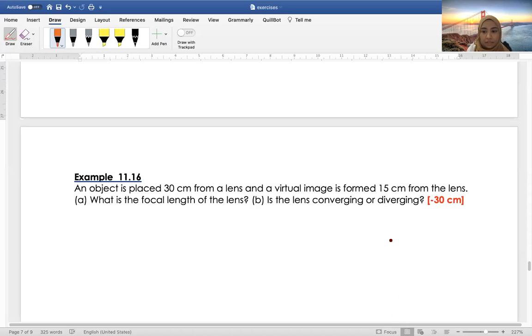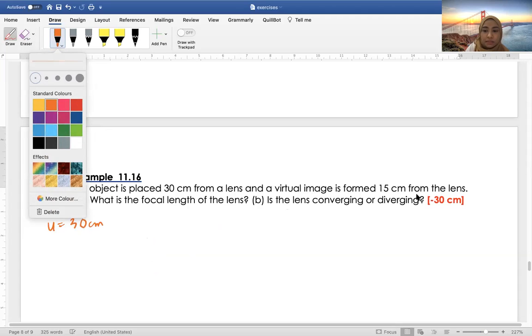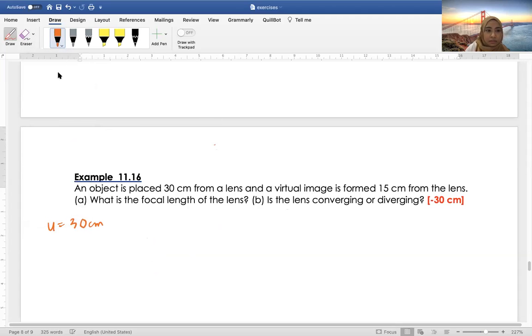Thank you, doctor. Okay, let's do this one. An object is placed 30 centimeters from a lens. So u is equal to 30 centimeters. And a virtual image is formed 15 centimeters from the lens. It did not say if it's positive or negative. So what is the focal length of the lens?